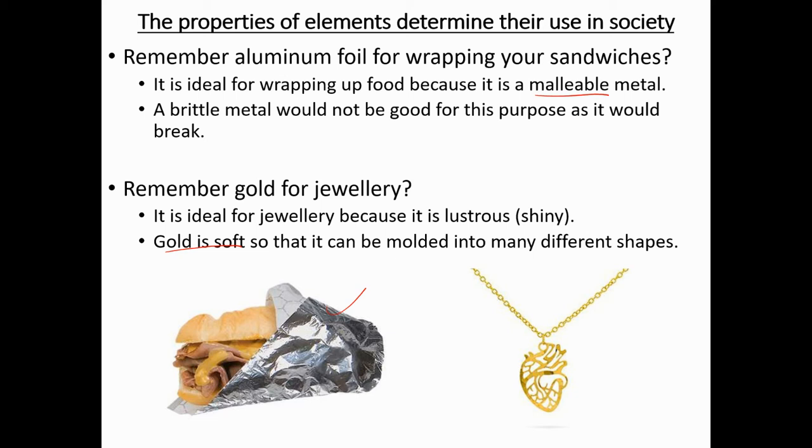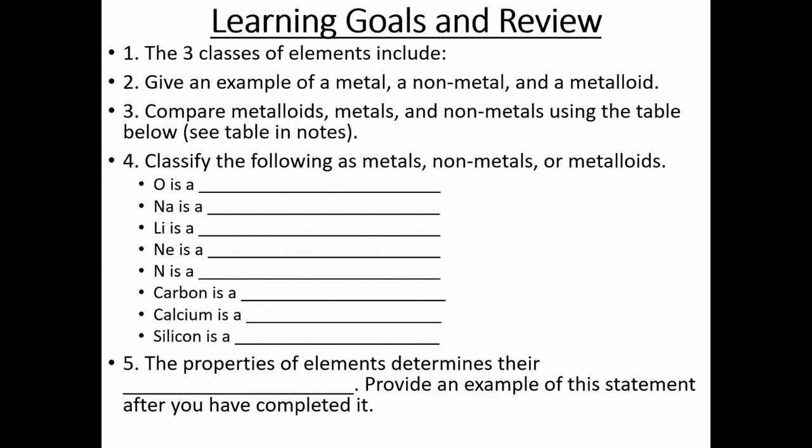So just understand the big idea in these few slides here is that the properties of an element will determine what we use it for in society, right? So if we need a wire, well, we're going to choose an element that is a good conductor and is ductile. So those properties make metals good for being wires, for example. And you should be able to answer questions like this based on the last slides that we saw.